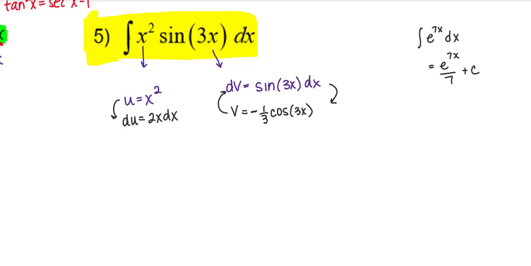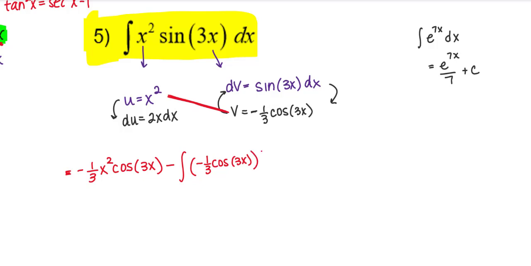So this antiderivative will be uv, and I'm going to write the negative 1/3 and then the x squared, then the cosine 3x, minus the antiderivative of v, and I'll just write it down, then I'll make it look better maybe on the next step, du.